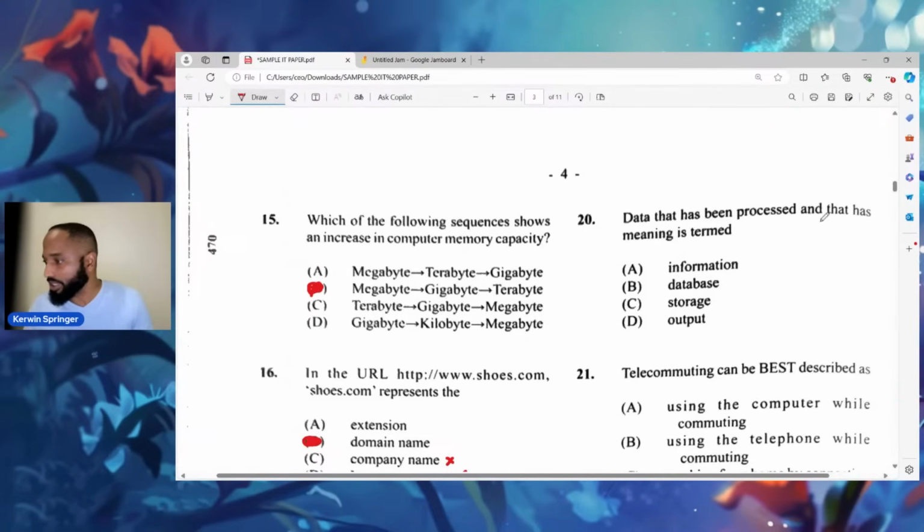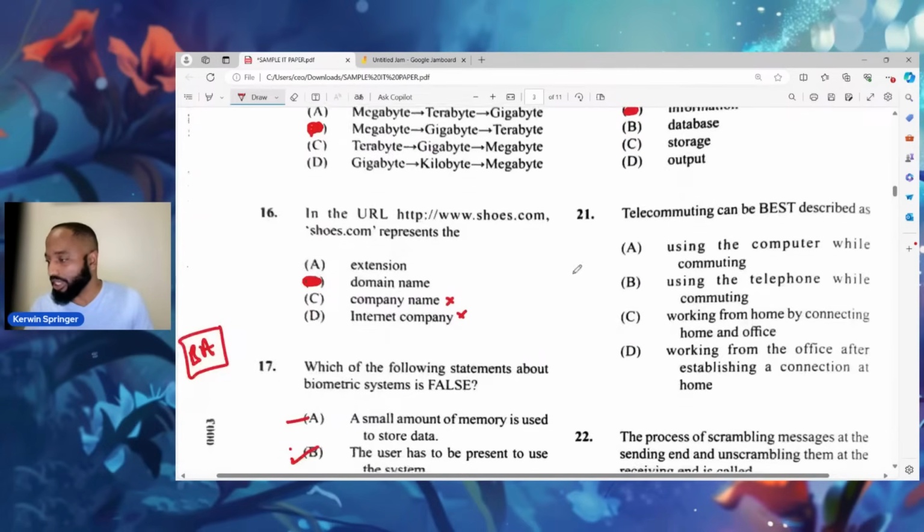Data that has been processed and that has meaning is termed what? We're going with A, information. There's no storage or output, and database is a stretch. So we'll go with A, information.